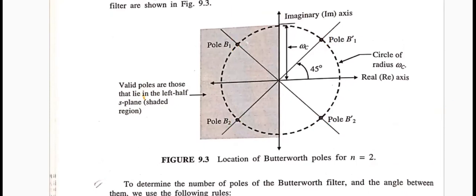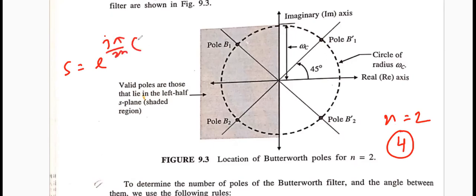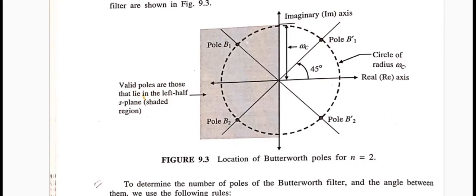So what we are doing is, first of all, we'll plot all the poles, and then we'll cancel out the poles we do not need. So how many poles do we have for n equals to 2? We have 4 poles. Now how will they be distributed? Of course, they will be distributed according to the equation we have already developed, that is S is equal to e to the power j pi divided by 2n, times 2k plus n minus 1. We can find that they have equal division, equal distance from each pole location.